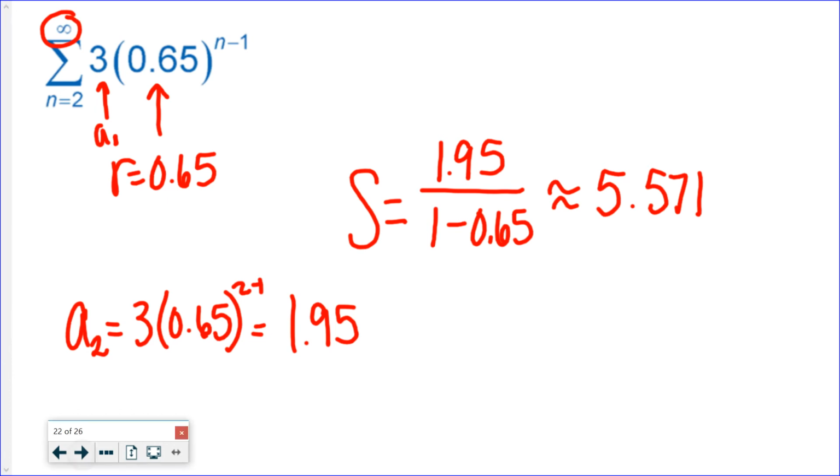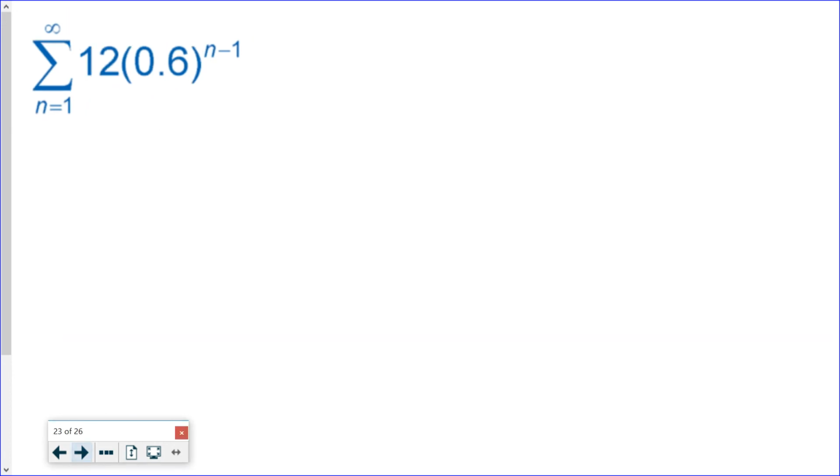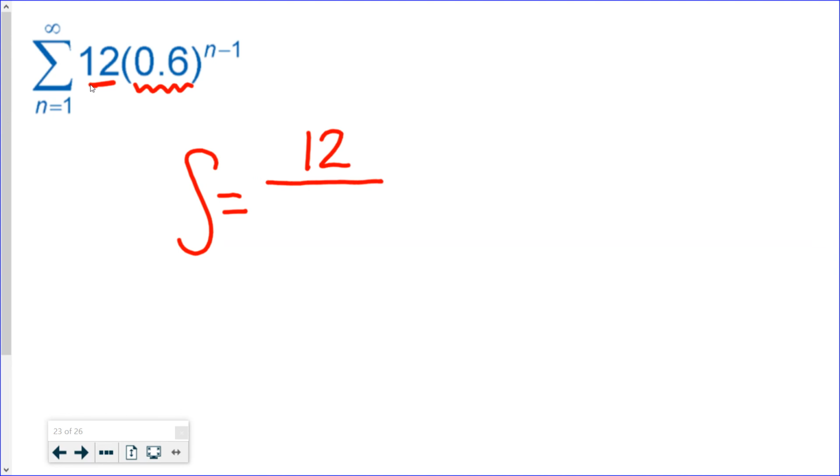All right, let's look at another example. This one does start at 1, so the first term for this one is actually 12, which is good. Can we find the sum of it? Well, my ratio is 0.6, that's less than 1, so we can. So it's going to be the sum of the first term, because we're at 1 here, which is actually 12, over 1 minus my r, which is 0.6. When I plug that into my calculator, I get 30.